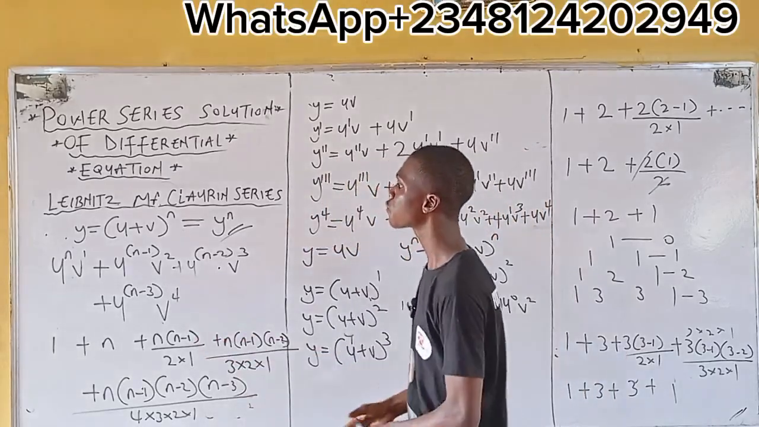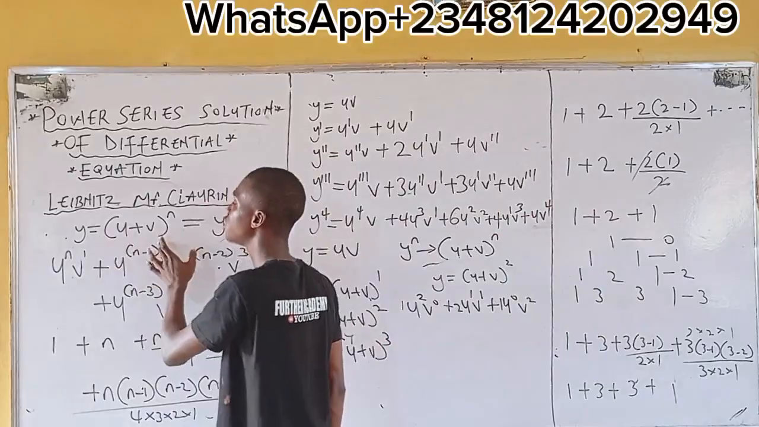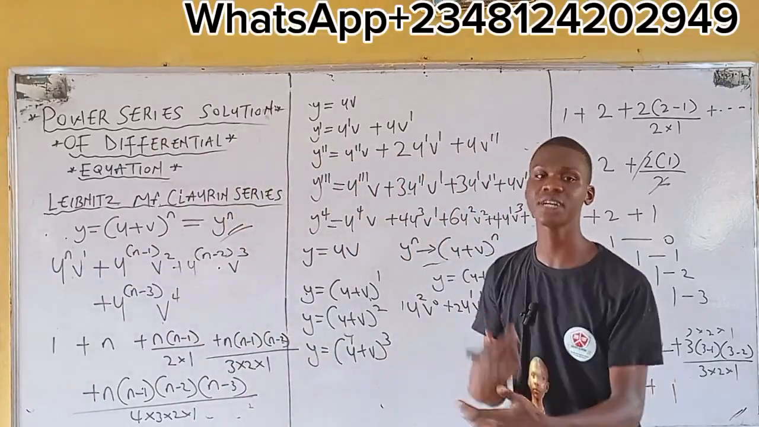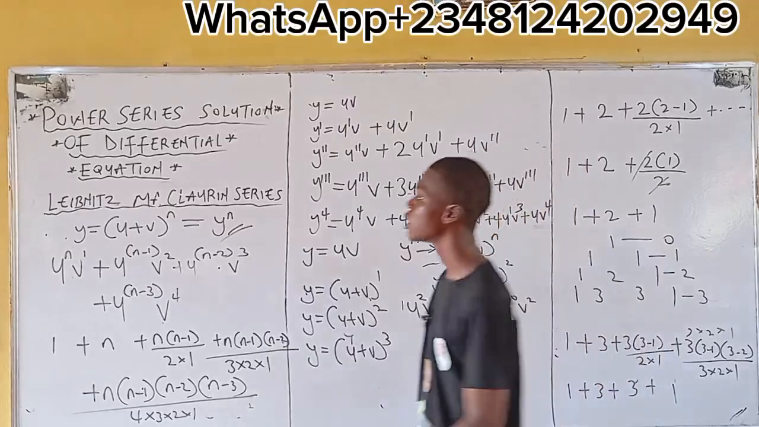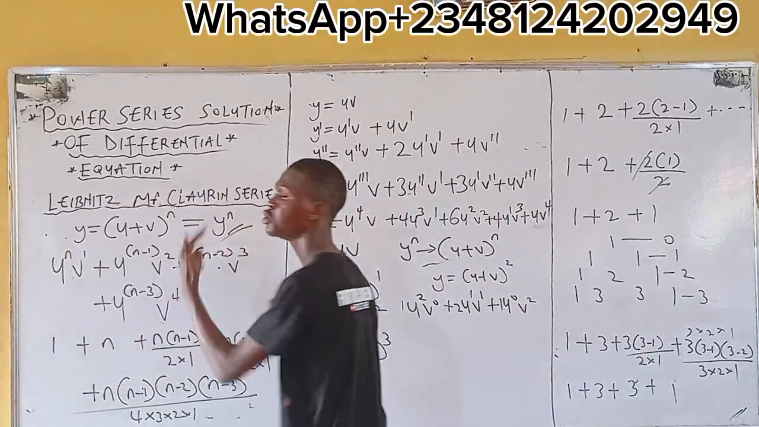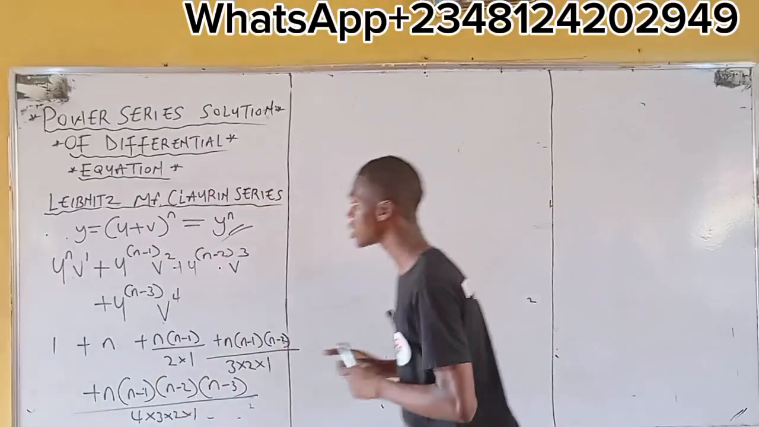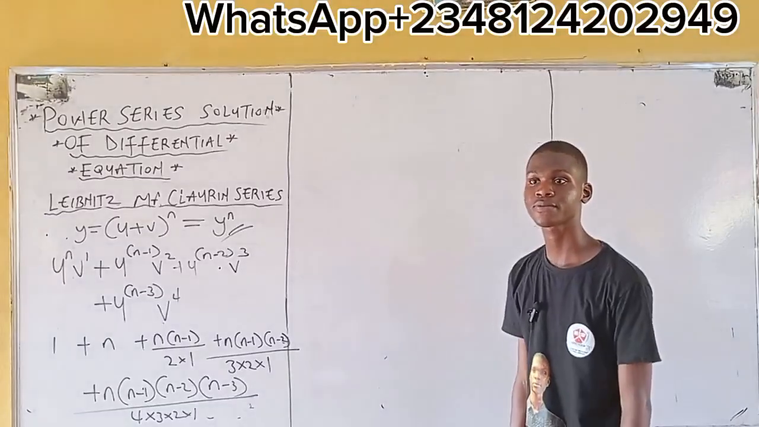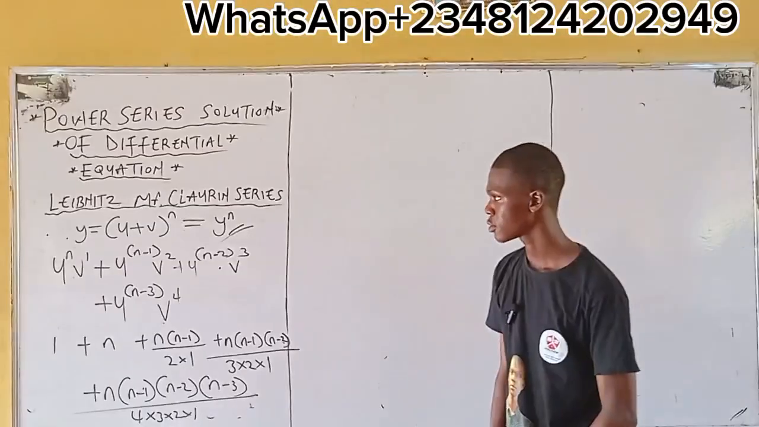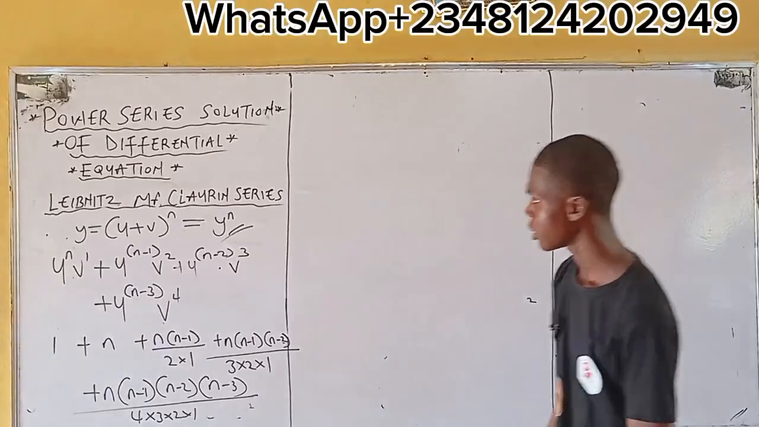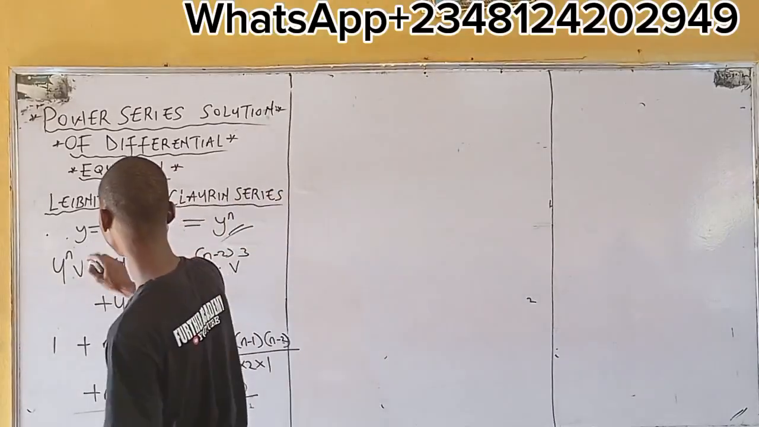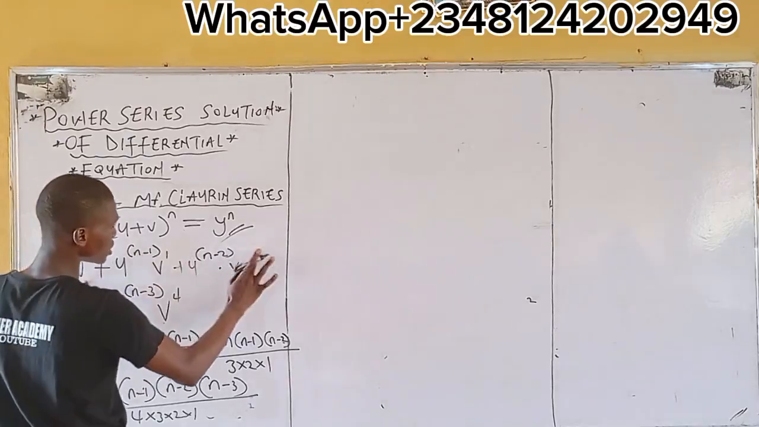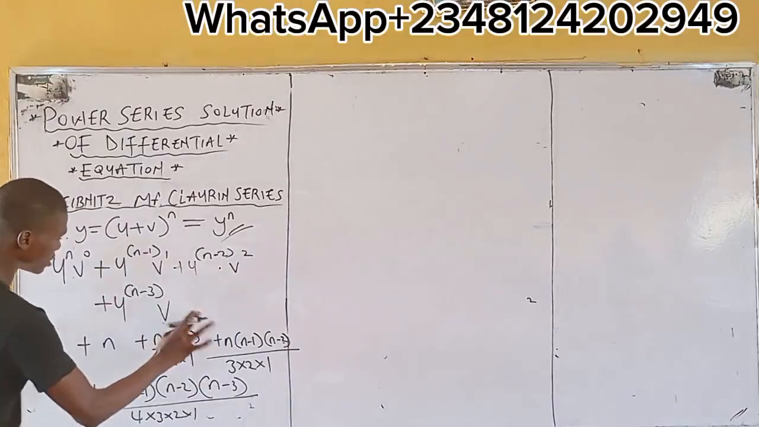So from here, if y is equal to u plus v all raised to the power of n, I want to find the nth derivative. By nth derivative, I understand that u is decreasing while v is increasing. Right? That's true. I'm supposed to start from 0. Thank you. This is 0. This is 1. This is 2. And this is 3.